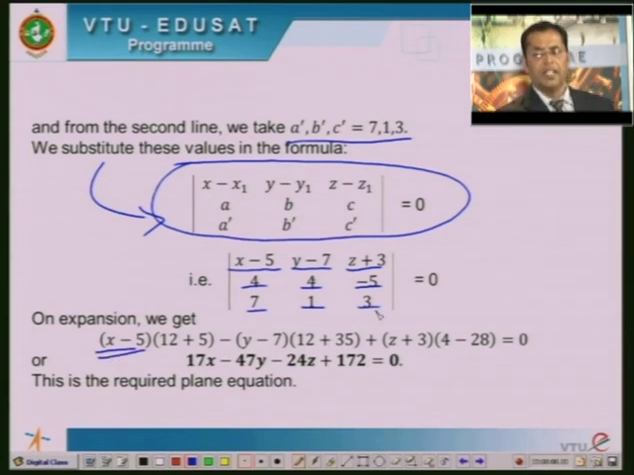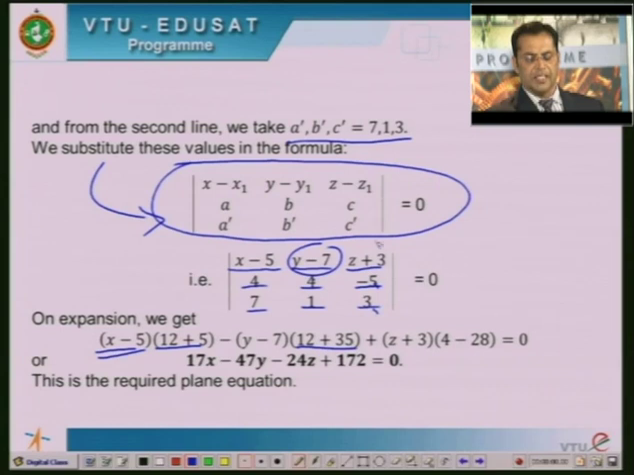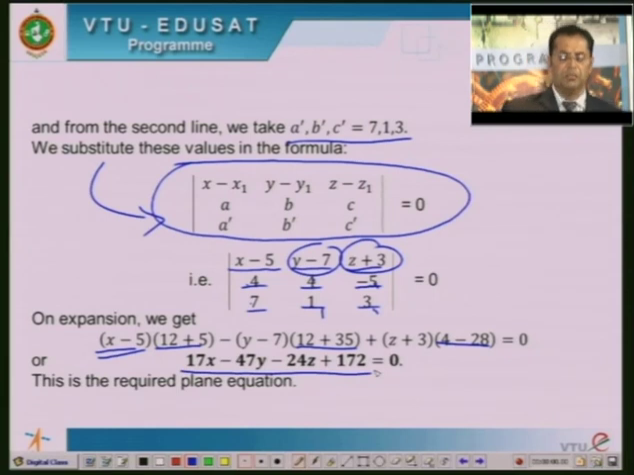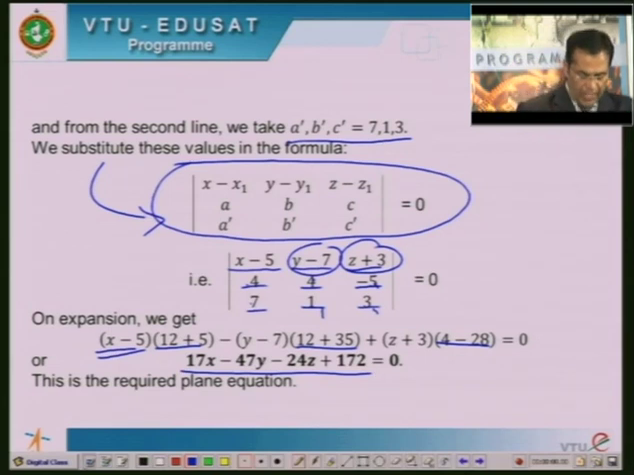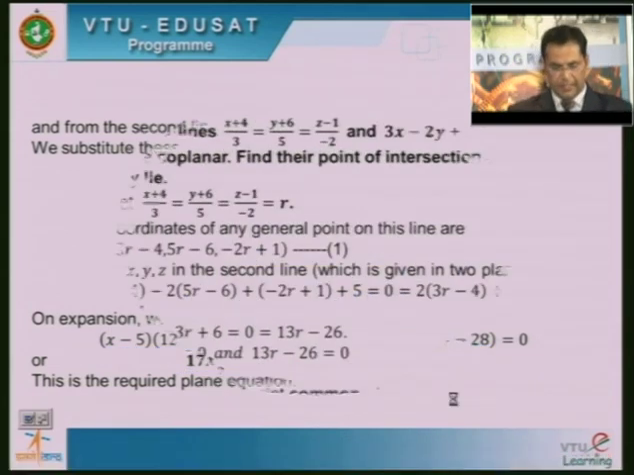The usual determinant expansion should give you the equation of the plane, which is x minus 5 into 4 threes are 12, minus 5, which is 12 plus 5, minus y minus 7 into 4 threes are 12, minus of minus 7 into 5, 35, plus z plus 3 into 4 into 1, 4, minus 7 into 4, 28, 4 minus 28 equal to 0, which on simplification gives 17x minus 47y minus 24z plus 172 equal to 0, which is the equation of the plane containing the given two lines.